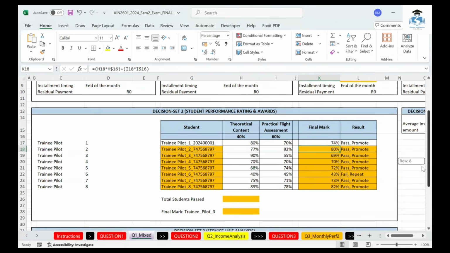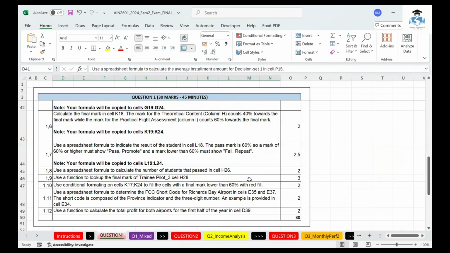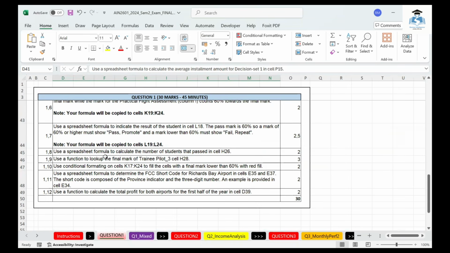Right. You see? Use a spreadsheet formula to calculate the number of students that passed in cell H26.